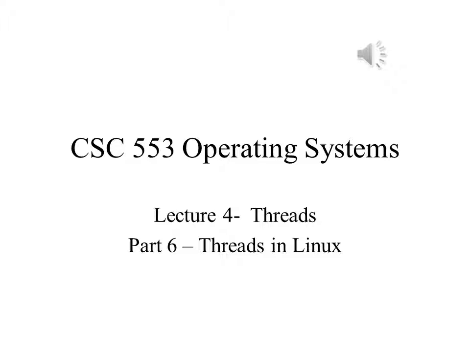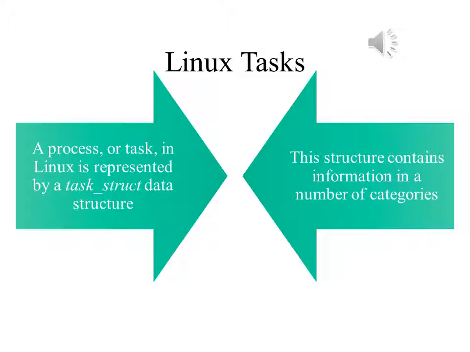In Part 6 of Lecture 4, we will discuss threads in Linux. A process, or task, in Linux is represented by a task struct data structure. The task struct data structure contains information in a number of categories. State. It lists the execution state of the process, whether it's executing, ready, suspended, stopped, or zombie. This is going to be described subsequently.